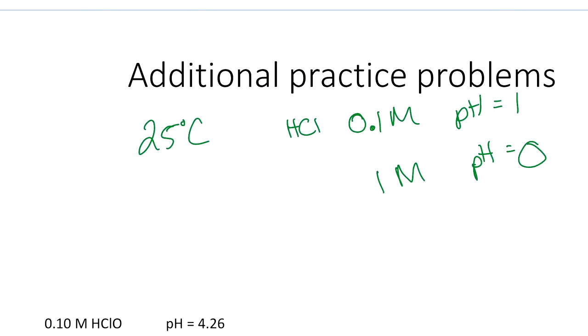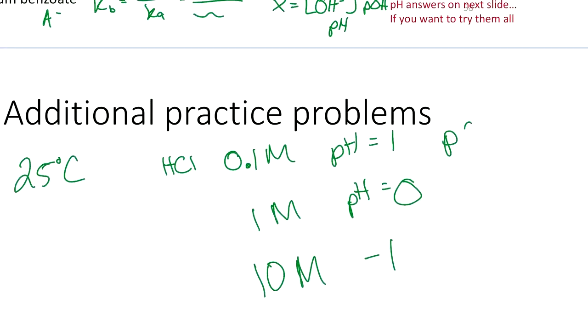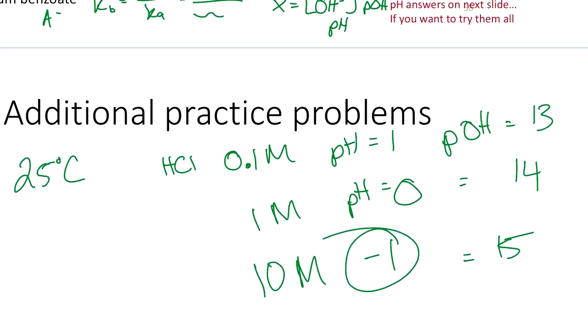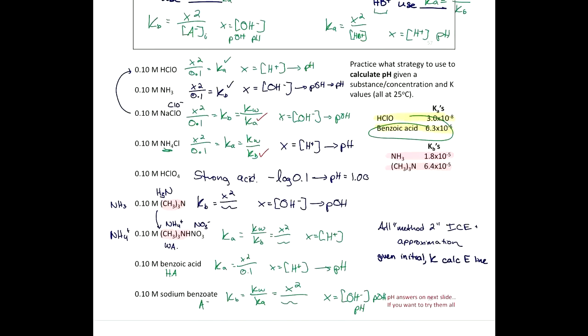Just put it in your calculator. What if I had an HCl concentration of 10? That is negative 1, yes, negative 1. And so what would the pOHs of these be? If it's all at 25 degrees Celsius, pOH of the first one would be 13, the second one would be 14, and then the third one would be 15, because they always have to add up to 14. So since this pH is negative, again, pH plus pOH has to equal 14. Okay, there we go. All right, so that is chapter 16.